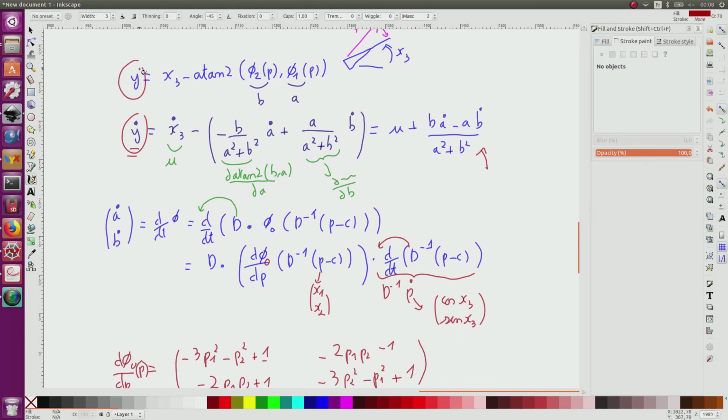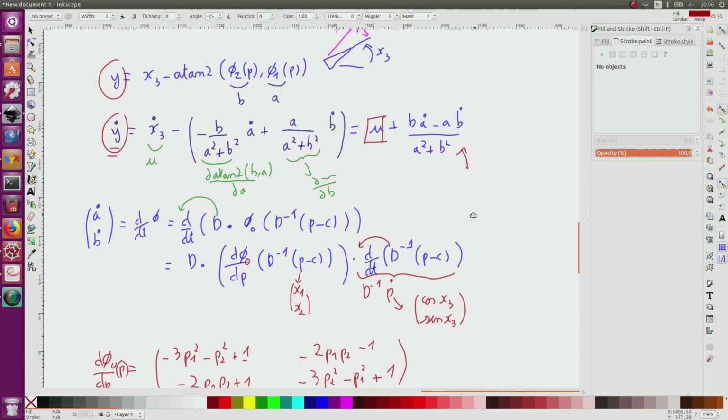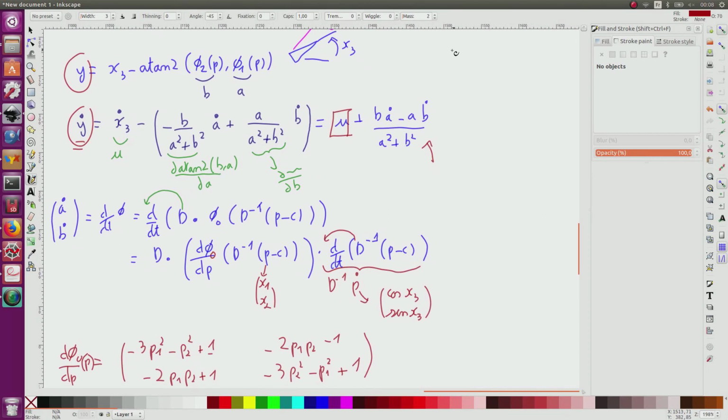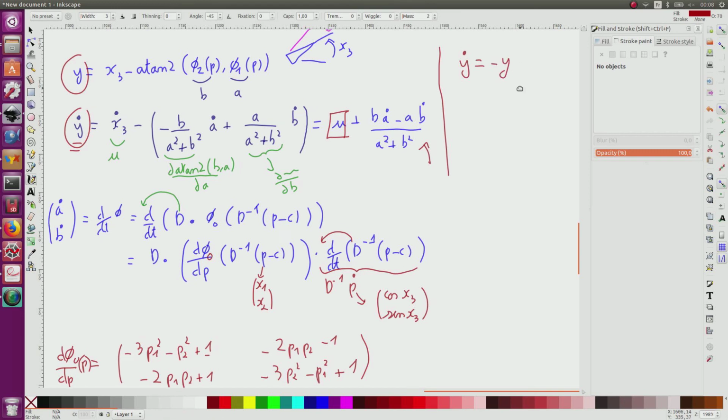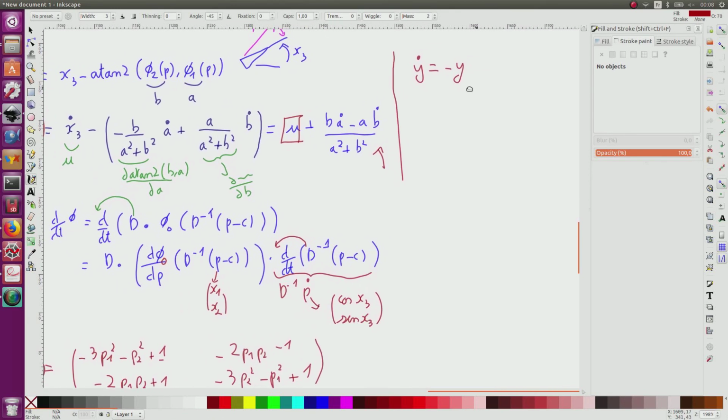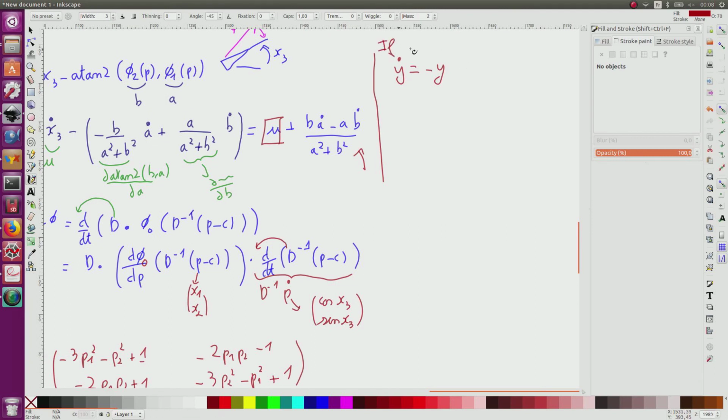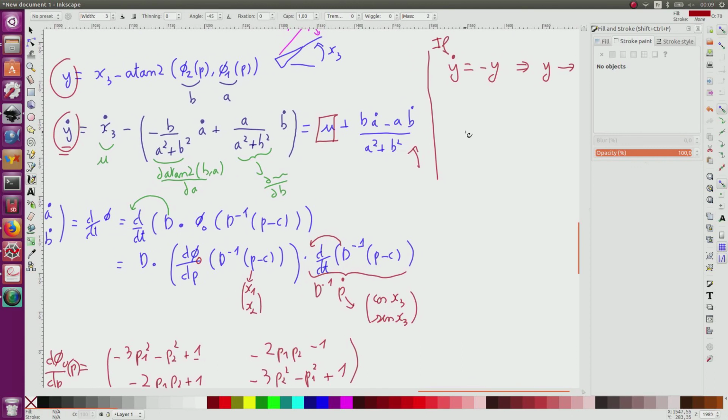here. And what I want now to obtain is an expression for u. So I will ask to have here y dot equal minus y. Why? If I ask this, then y will converge to 0 in something like about 1 second. Okay, so I will ask to have this equal, so plus this one should be equal to 0.